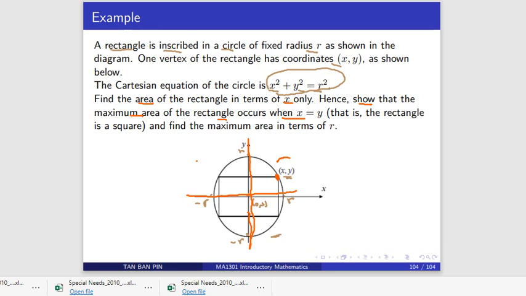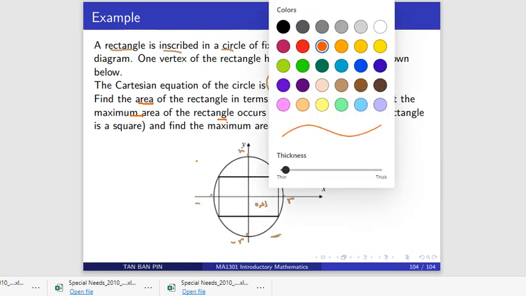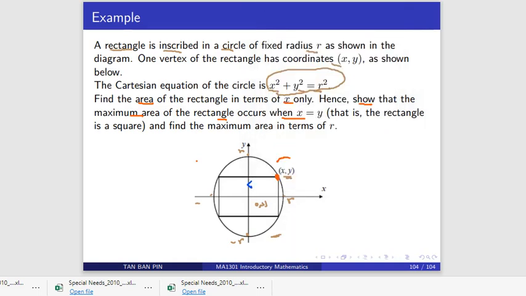Let me erase this first. It means you can actually say this. From here to here, the length is x. So from here to here, the length is also x by symmetry. Then here is y because the y coordinate is y. Then here another y. So if you look at the rectangle, it's just 2x by 2y.